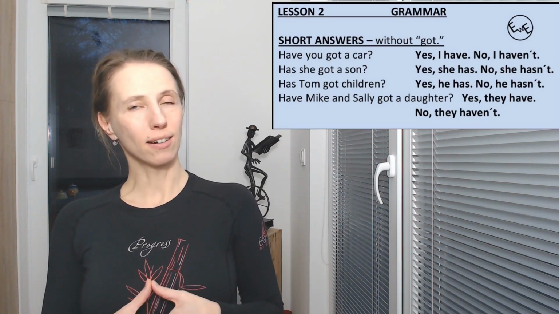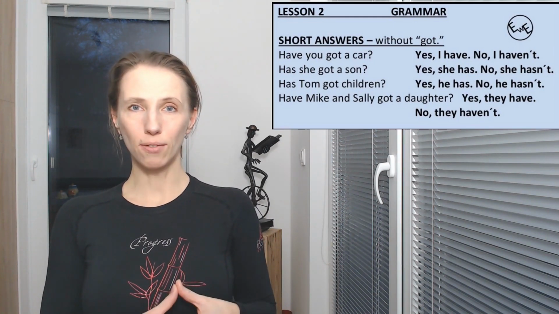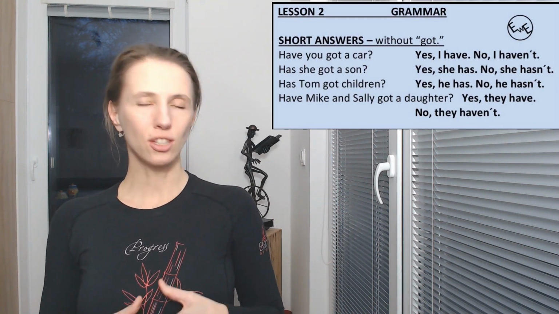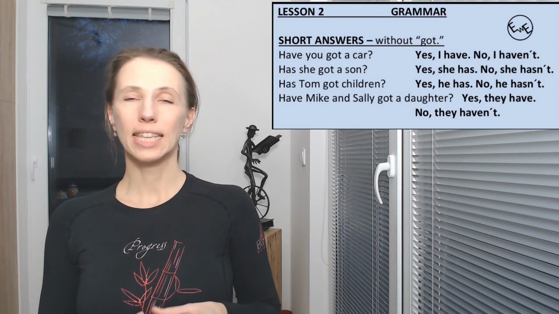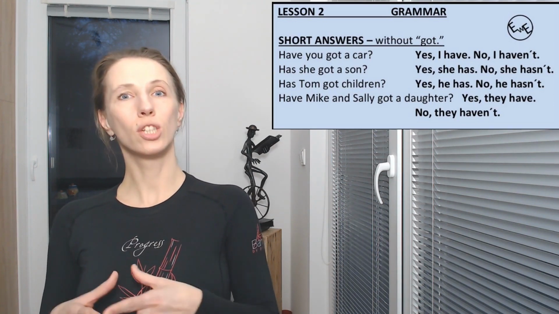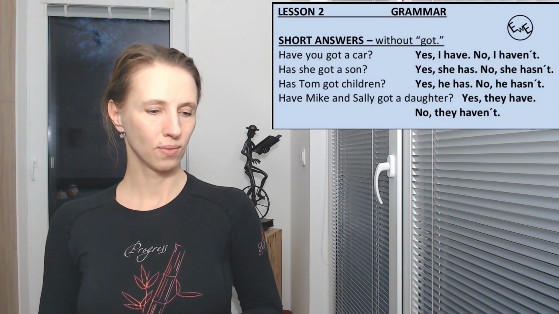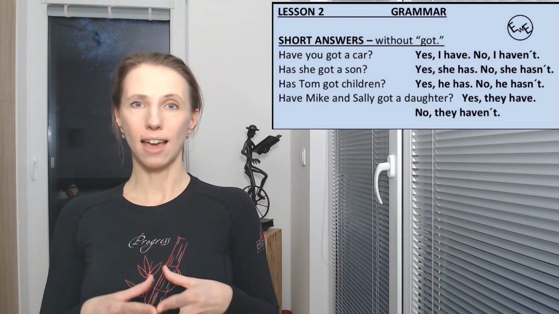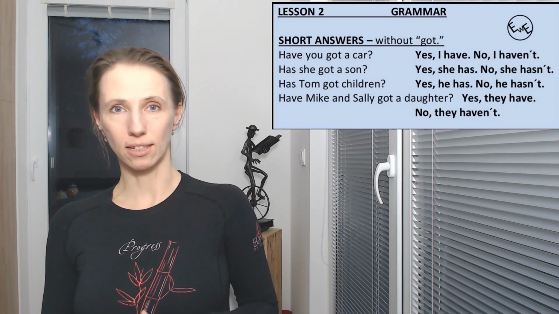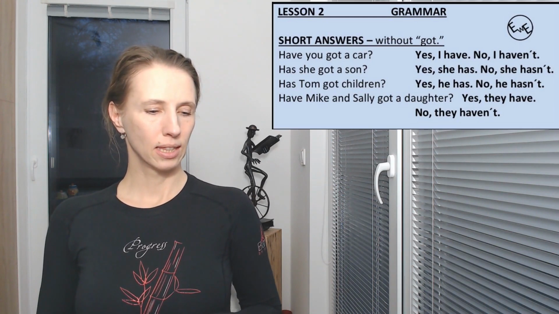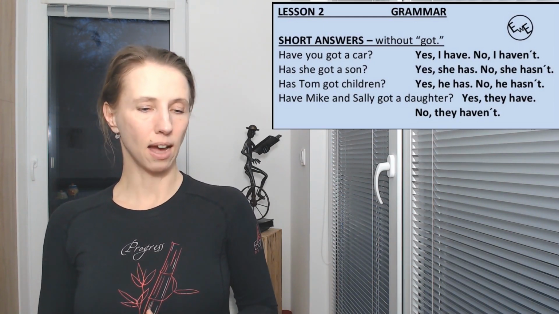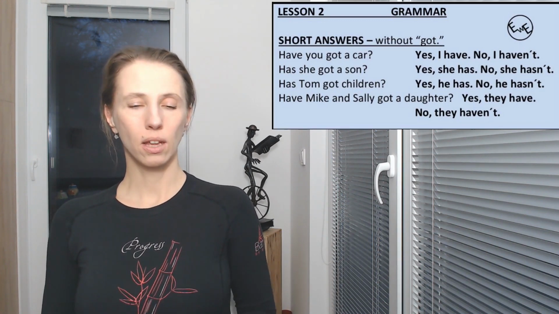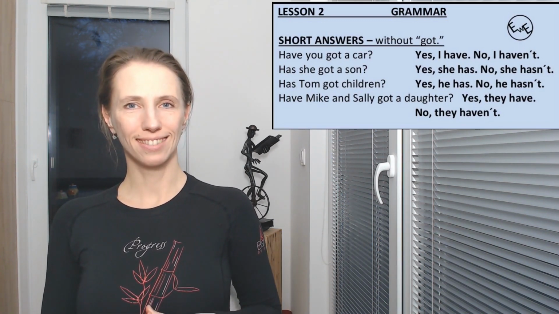Have you got a car? Yes, I have. No, I haven't. Has she got a son? Yes, she has. No, she hasn't. Has Tom got children? Yes, he has. No, he hasn't. Have Mike and Sally got a daughter? Yes, they have. No, they haven't.